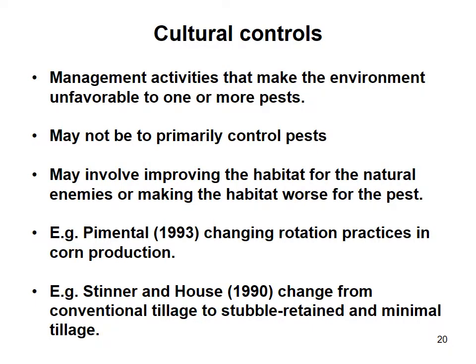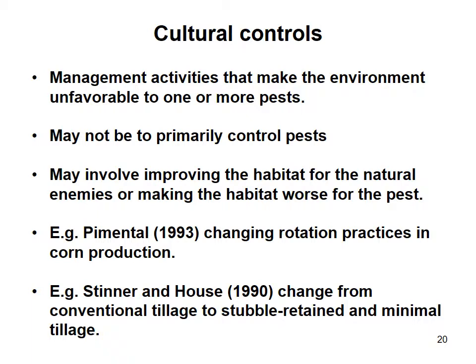Now let's take a look at cultural controls. Cultural controls involve management activities that make the environment unfavourable to one or more pests. But these controls may not be primarily to control pests. So, for example, they might involve improving the habitat for the natural enemies or making the habitat worse for the pest. Let's look at a couple of examples here.